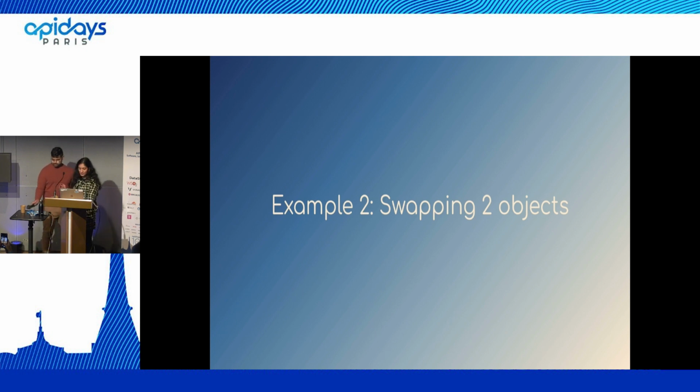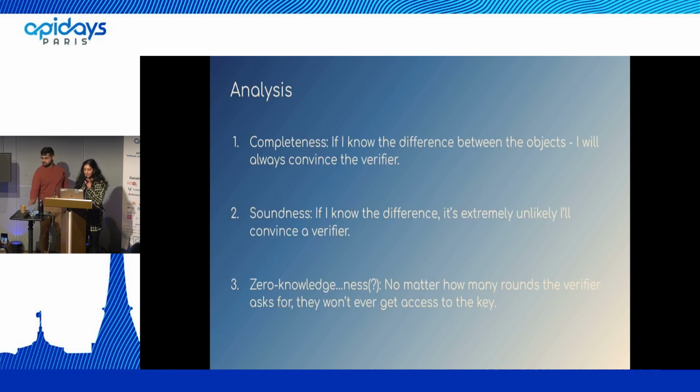I just want to go through the analysis linking back to completeness, soundness, and zero-knowledgeness. In terms of this practical that we went through, completeness: if I know the difference between the objects, then I'll always be able to convince the verifier.